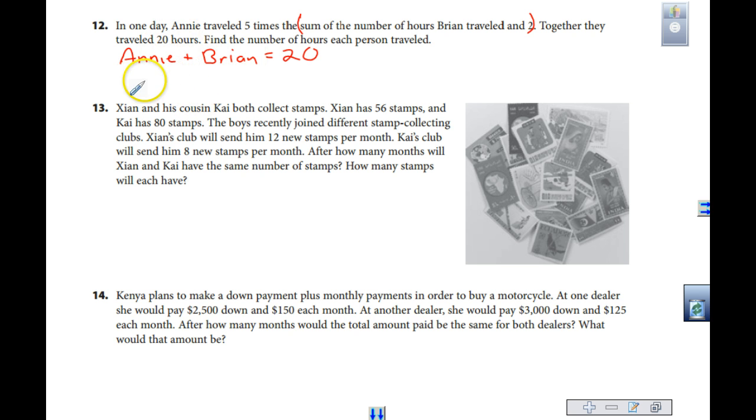Alright? So it's good to start with something basic. At least I know I'm adding up 2 things, 2 people's miles. I just need to have an expression for each one, and figure out what they are. So Annie traveled 5 times the sum of the number. Okay. So 5 times the sum of a number, I'll say n plus 2.